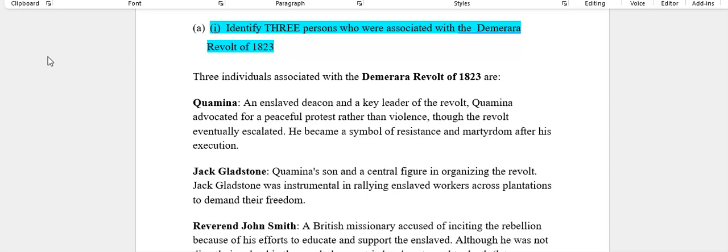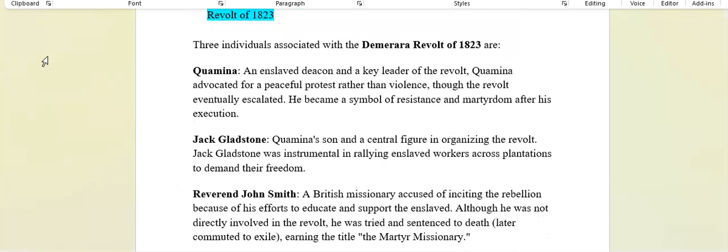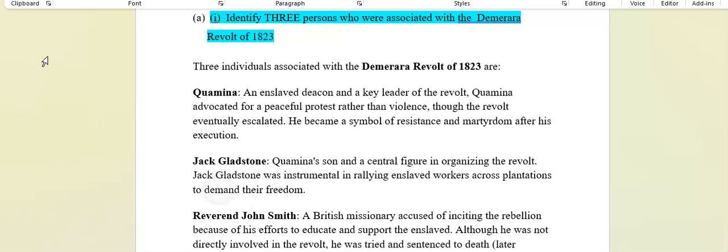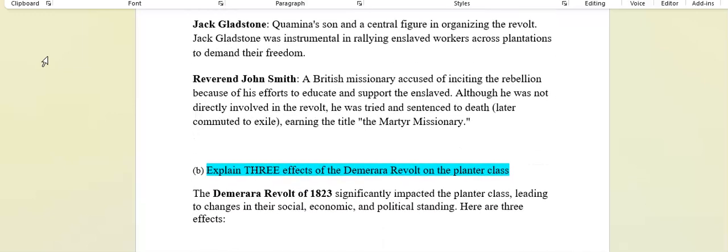Another person who was associated with the Demerara Revolt of 1823 was Reverend John Smith. Now, Reverend Smith was a British missionary. He was accused of inciting the rebellion because of his efforts to educate and support the enslaved. Although he was not directly involved in the revolt, he was tried and sentenced to death, later commuted to exile, earning the title the Martyr Missionary. So the three individuals associated with the Demerara Revolt of 1823 are Quamina, Jack Gladstone, and Reverend John Smith.